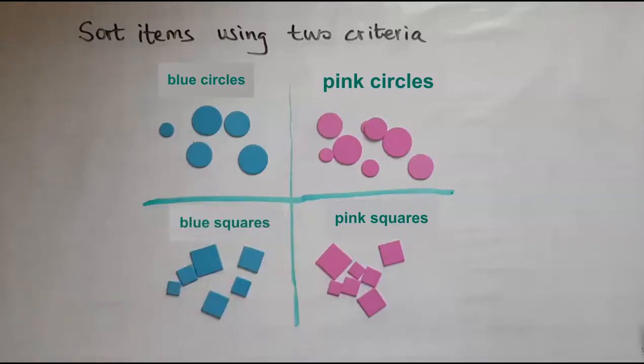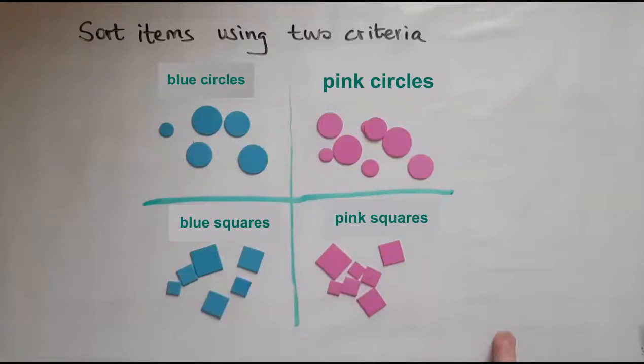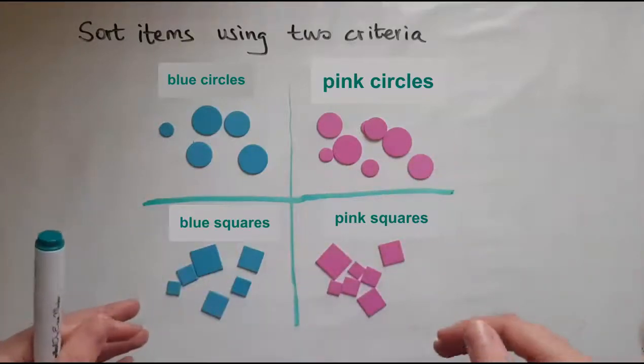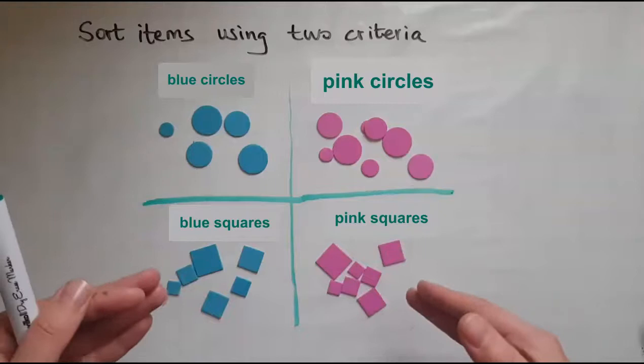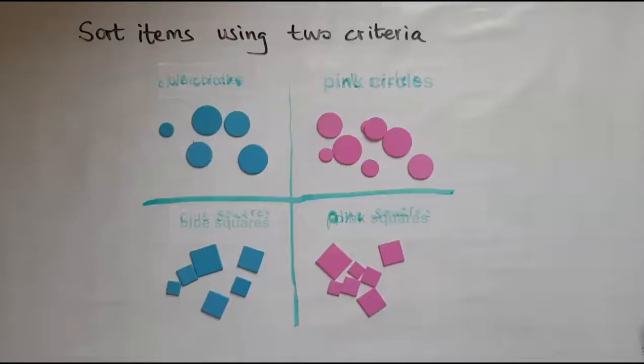So I've sorted these items using 2 criteria. One was the color, so I've split them into pink and blue, and the other one was the shape. So I've got circles at the top and I've got squares at the bottom. So to sort items using 2 criteria, you've got to look at what is different about them. So make that first sort, just like I did. I split them by colour first, and then notice the difference within the colours. So I could see then that there were circles as well as squares, and that's how I sorted them the second time, using the second criteria.